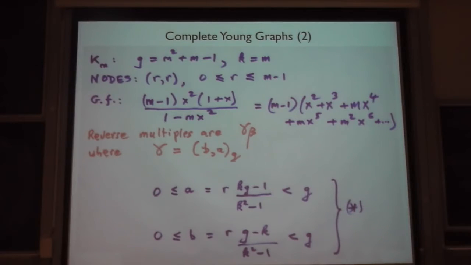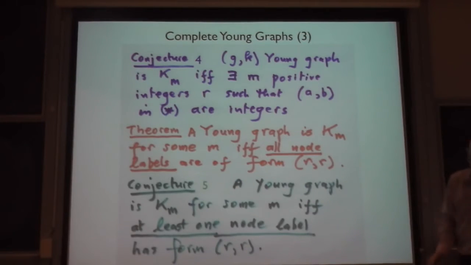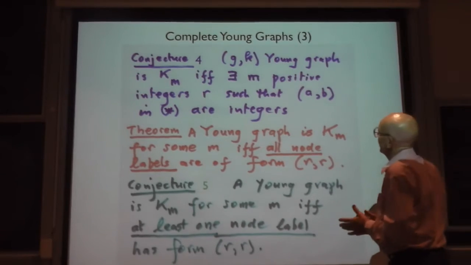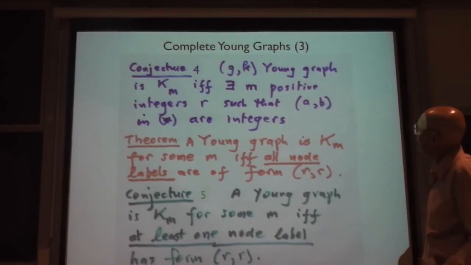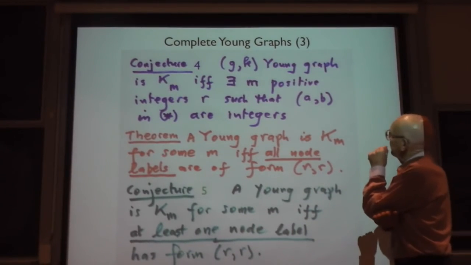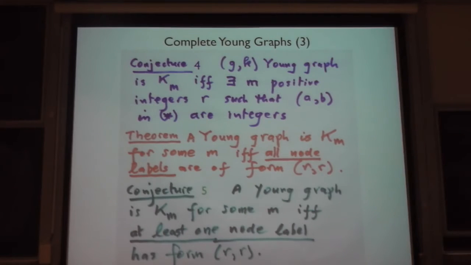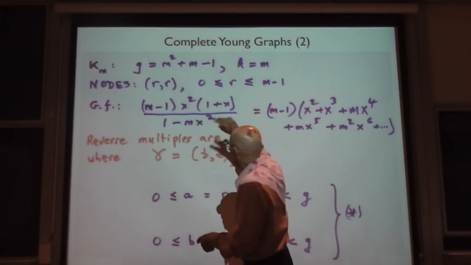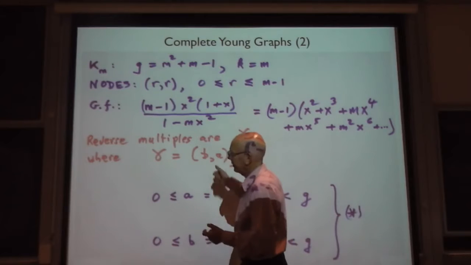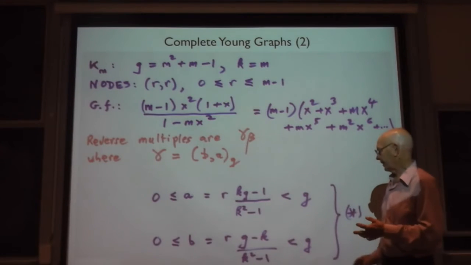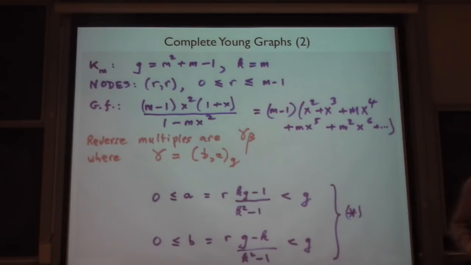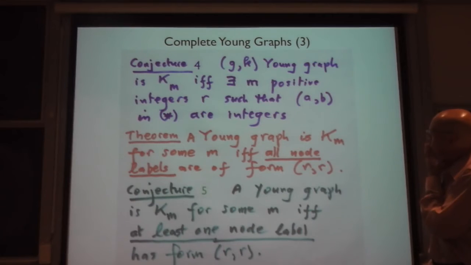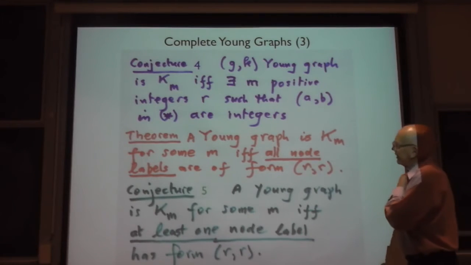So there's a conjecture that we get the complete graph on m nodes if and only if there are m solutions. We need a pair of numbers, b and a, that have to lie in this range. If there are m such numbers, then we get the complete graph on m nodes. So that's another conjecture.